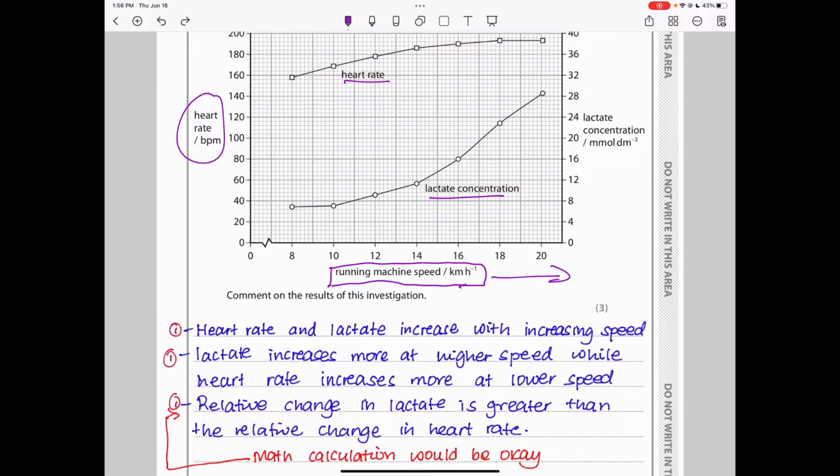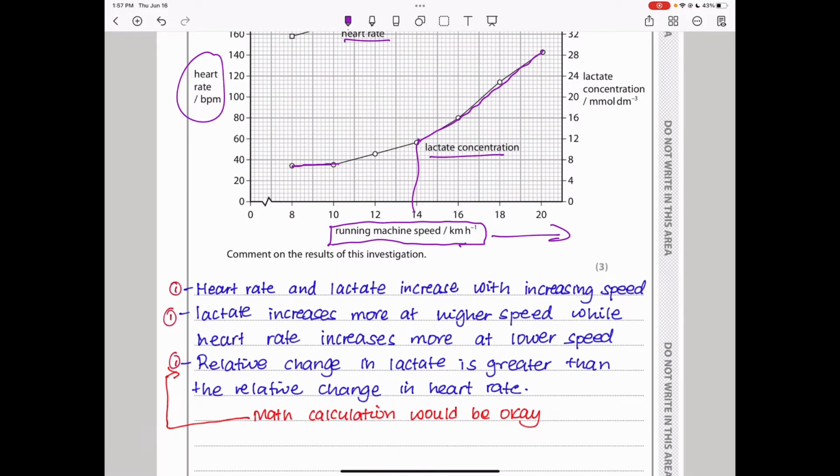So I say the next part is lactate increases more. You can see this has a steeper increase than this one here. So lactate increases more at higher speed, while heart rate increases more at lower speed. So again, I want to take these ones away. This is the lower speed. The lower speed is, of course, in the beginning. We can see, of course, here lactate increases more at higher speed. At higher speed, you see there is a bigger incline. However, this one here has a slower incline at a higher speed.